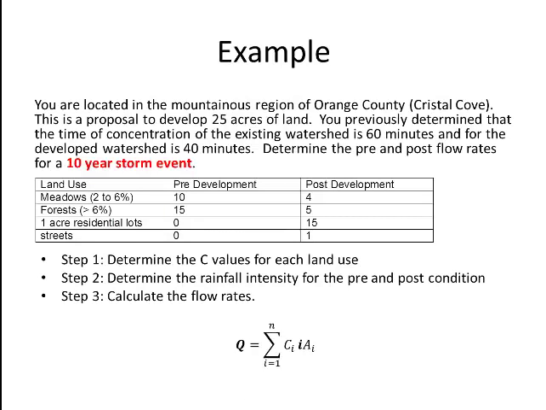Finally, you need to calculate the overall flow rate. For this example, for the 1-acre residential lots and for the streets, assume a slope of 1% and finish the calculations.